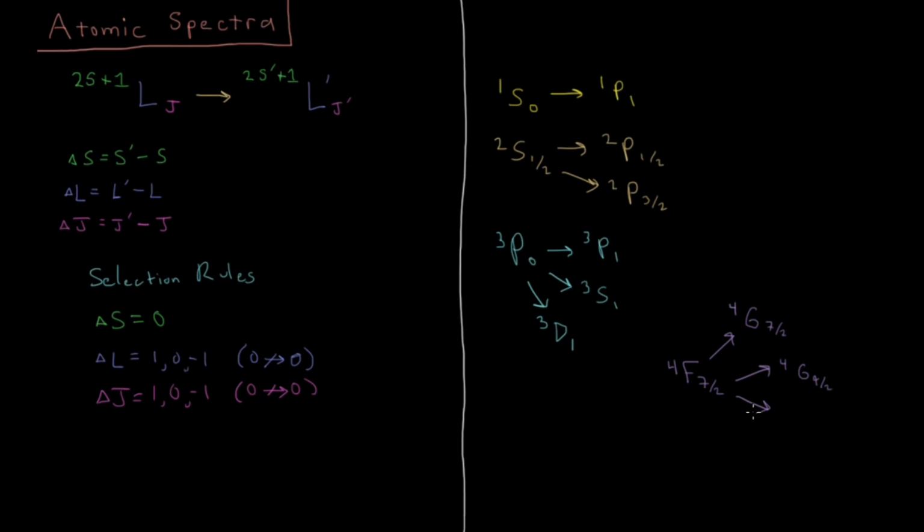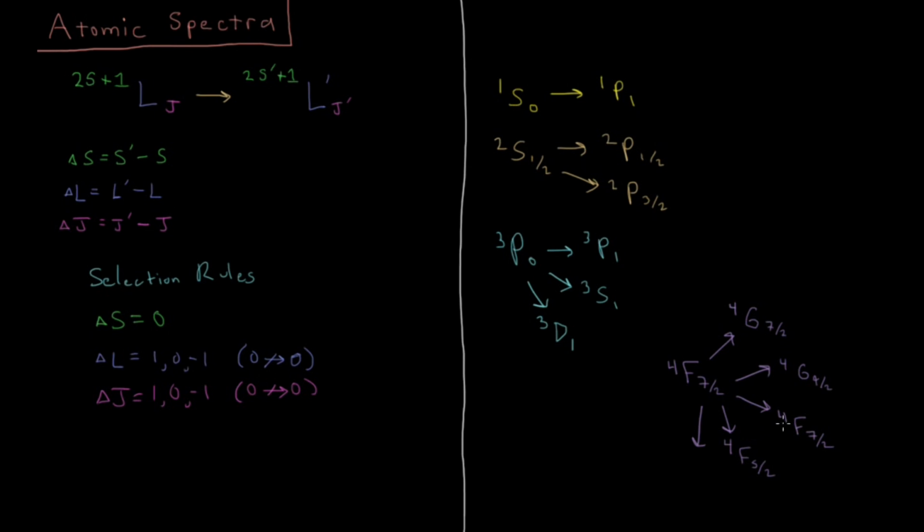Okay, then we could stay the same. We could transition to another quartet F 7/2 state. That would be delta S, L, and J all equal 0. We could go to a quartet F 5/2. F equals 3 quartet, so that's also legitimate. We're still good. We couldn't transition down to a quartet F 3/2. That would be a delta J of 2. Okay, so it looks like we've got all of those.